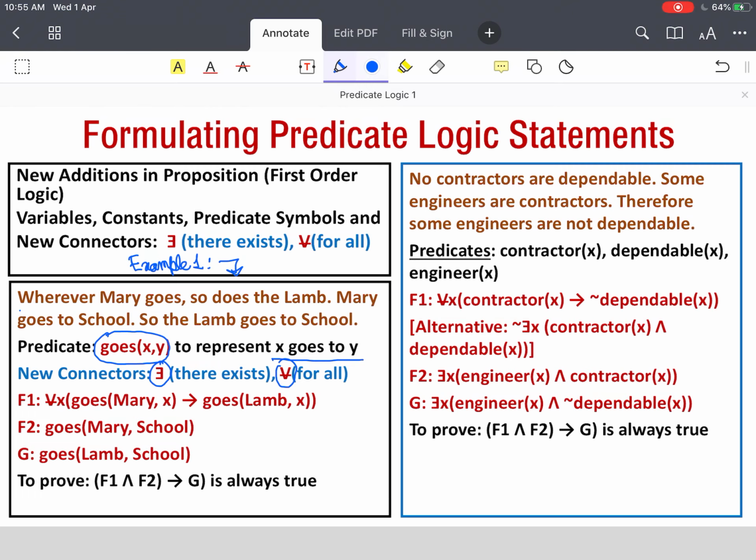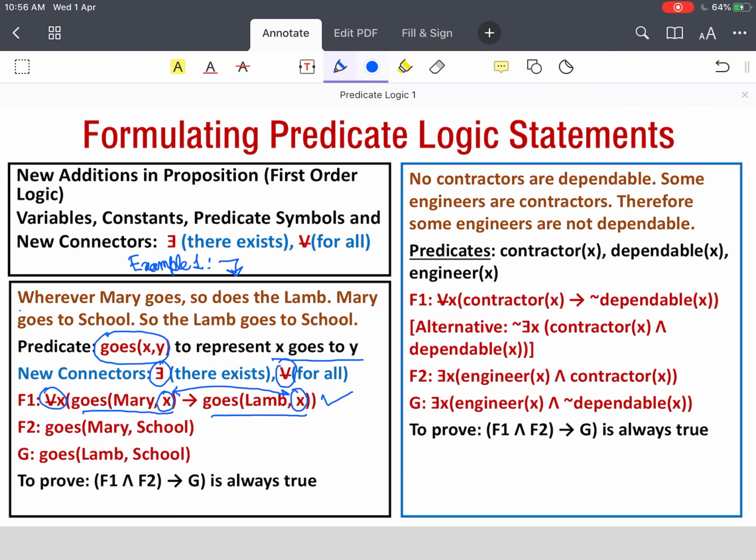And how do we model the first sentence F1? Our steps are the same. We model and codify the sentences. So we write for all X, goes Mary X, where Mary is a constant symbol, implies goes lamb X, where lamb is a constant symbol, and this X is the common variable between Mary going to a particular place and lamb going to a particular place. So we say that whenever goes Mary X is true, goes lamb X is true for every X. This is the meaning of wherever Mary goes, so does the lamb. So this is how we codify this sentence.